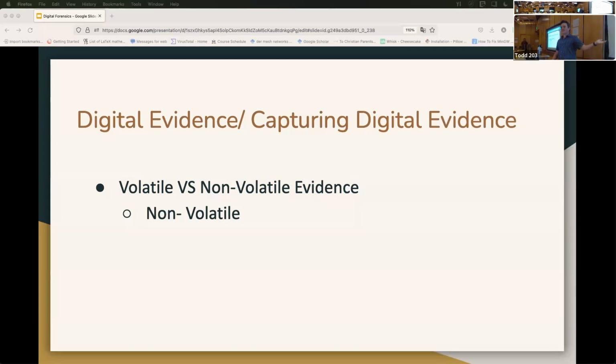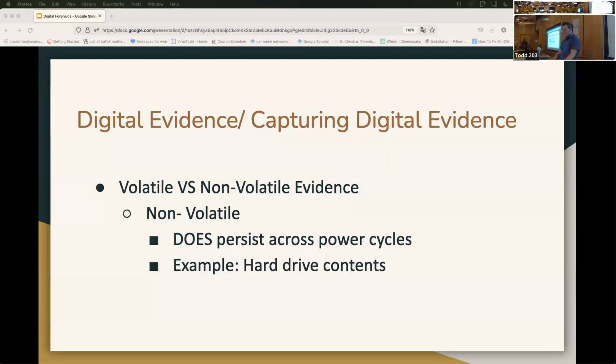Which leads us to non-volatile evidence. That's what I was thinking. Yeah. So non-volatile evidence, these are our hard drive contents, right? This does persist across power cycles. This is a lot easier to get than RAM, right?